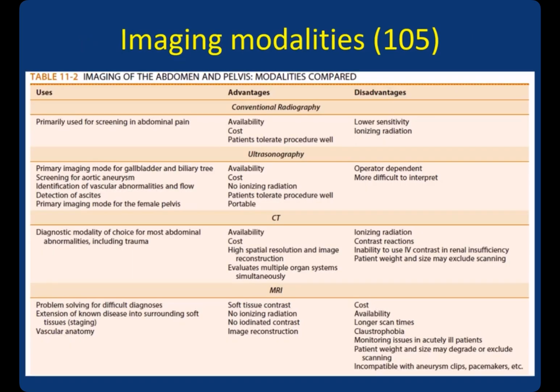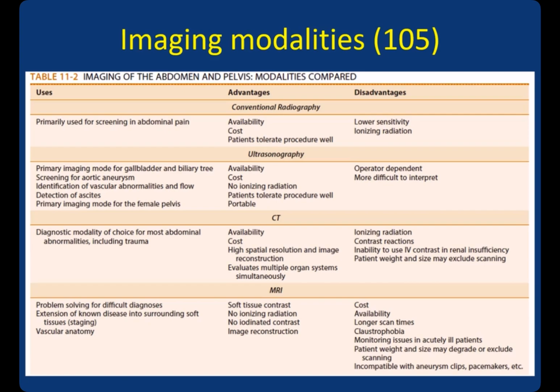Conventional radiography is primarily used for screening in abdominal pain. However, it's a lower sensitivity method. And ultrasonography is the primary imaging mode for gallbladder and biliary tree. However, it's operator-dependent and more difficult to interpret. CT is the diagnostic modality of choice for most abdominal abnormalities, including trauma, and it usually needs full contrast administration. And when a patient is unable to use full contrast, CT examination cannot be used.